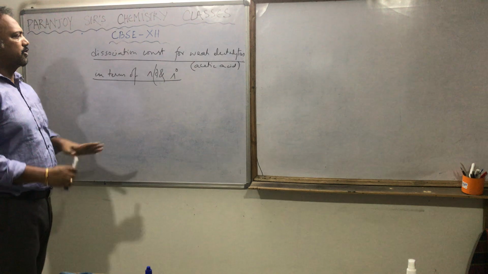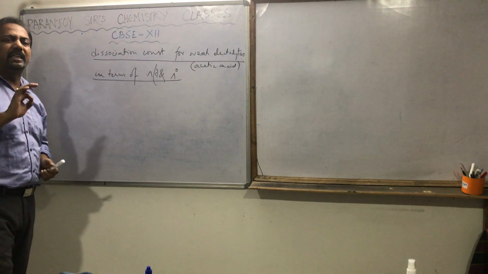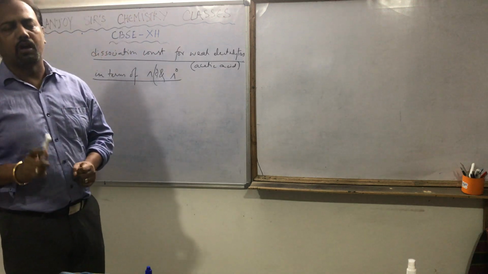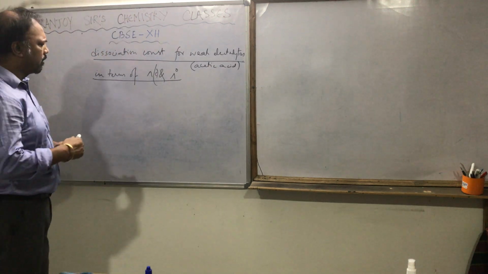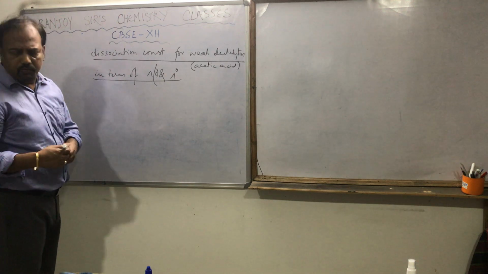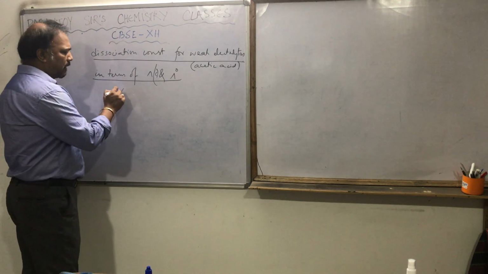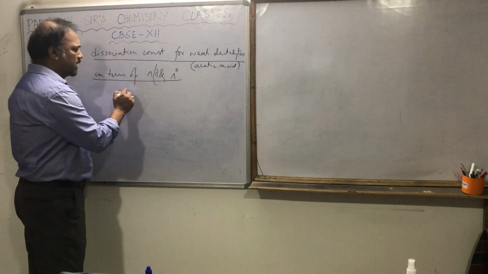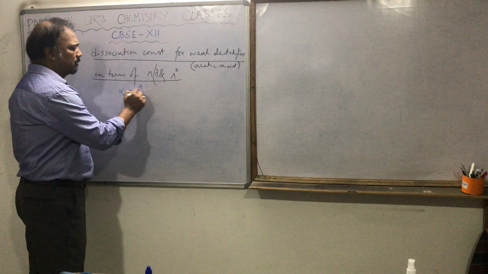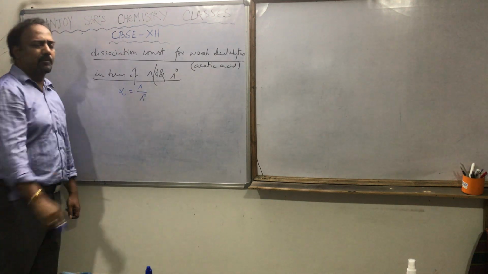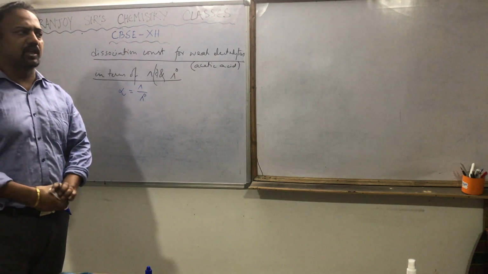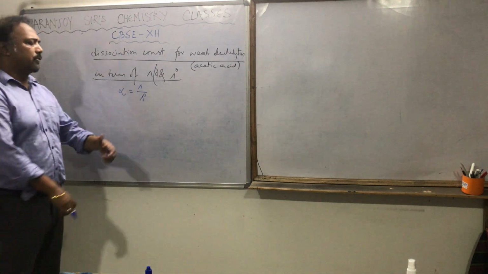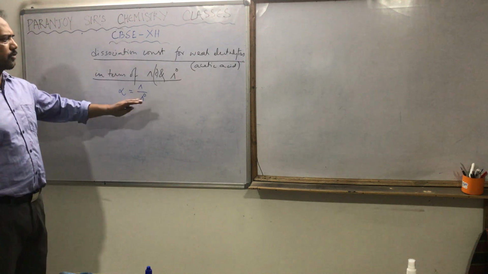First of all, we must know the degree of dissociation. Degree of dissociation means out of 1 mole, how much mole is dissociated. We studied that in class 11, and it is denoted by alpha. For weak electrolytes, the degree of dissociation is nothing but lambda by lambda 0. It's the ratio of the molar conductivity at concentration C, whatever concentration, divided by lambda 0, the limiting molar conductivity. First we know this.